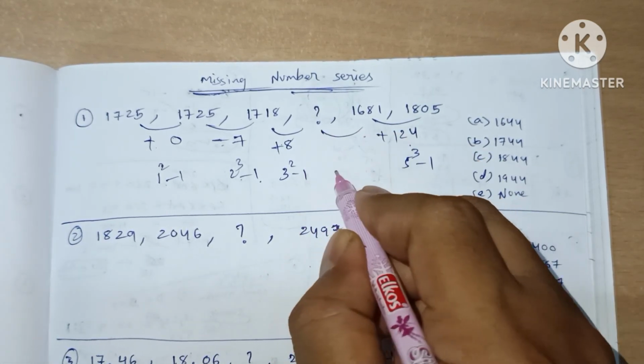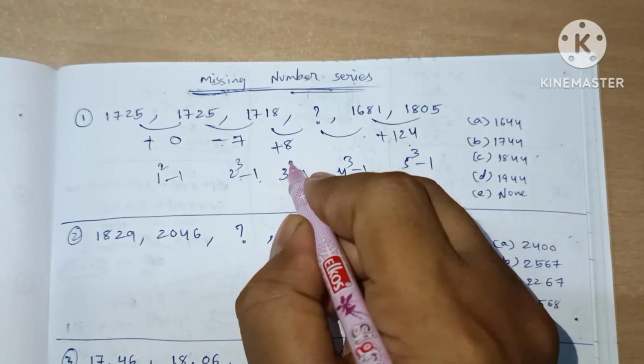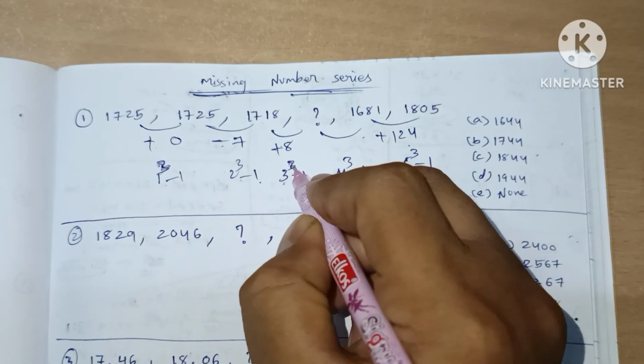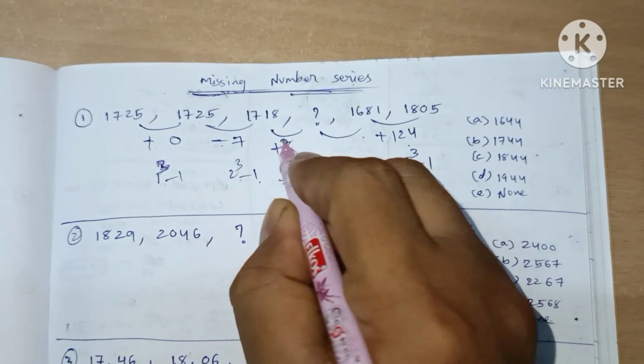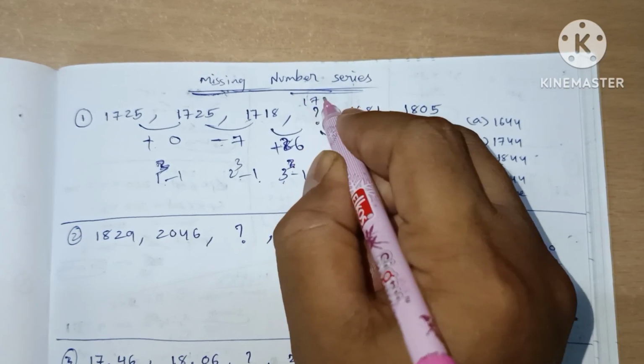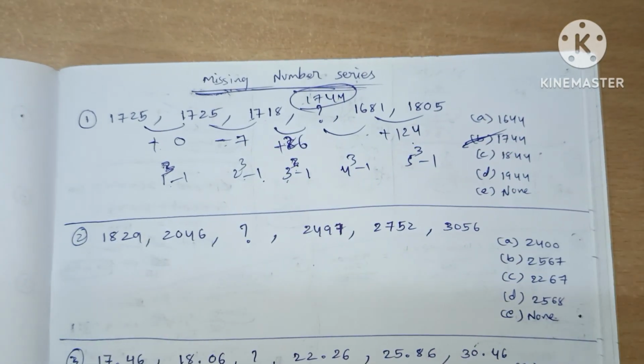and the next one must be 4 cube minus 1. No, it is not forming sequence, so it must be square cubes. So 3 cube 27 minus 1, 26 plus 26. 1718 plus 26 will be 1744 is our answer. 1744, option B is our answer.